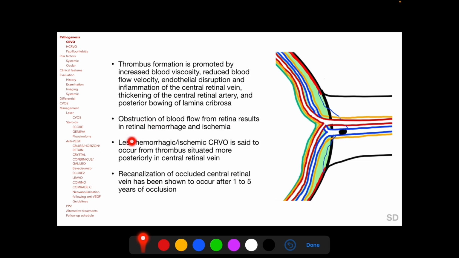Less hemorrhagic or ischemic CRVO is said to occur from thrombus situated more posteriorly within the central retinal vein, because with a posteriorly situated thrombus, a larger number of collaterals will be on the retinal side of the thrombus, allowing drainage of blood from the retina.